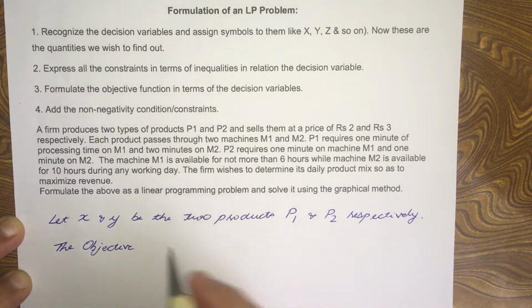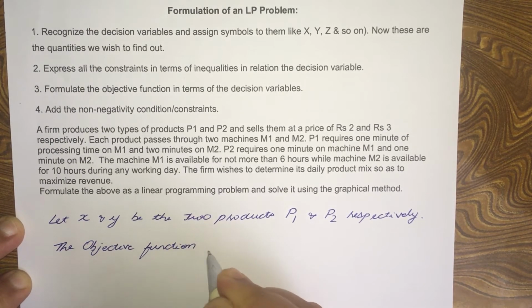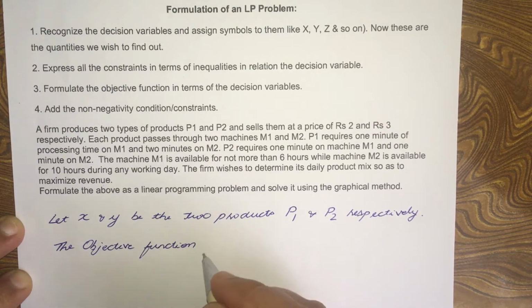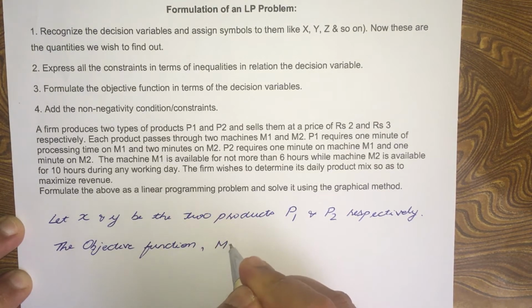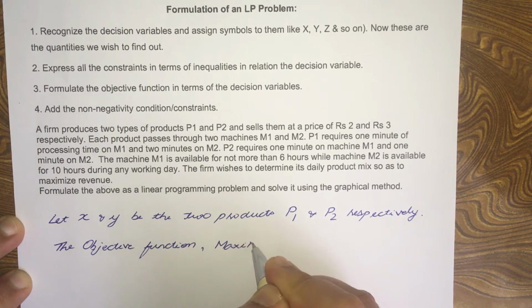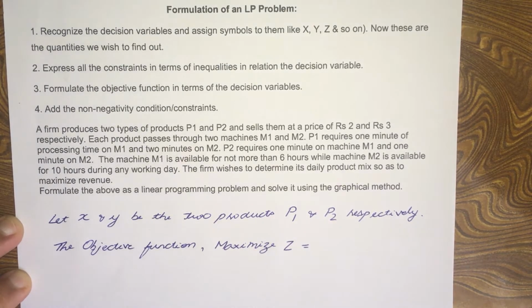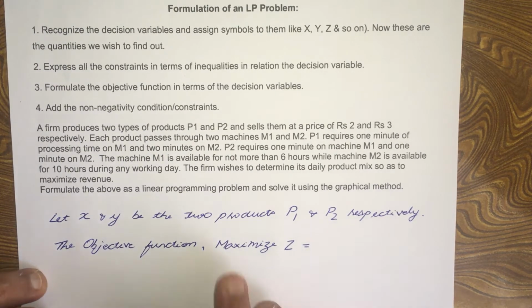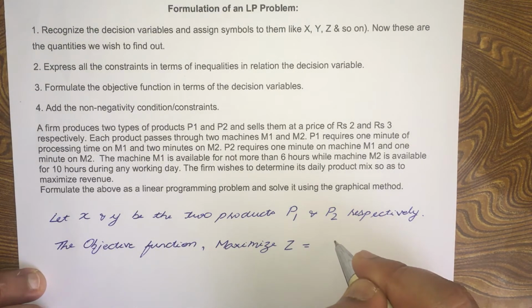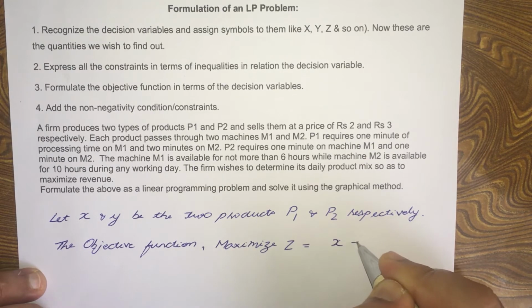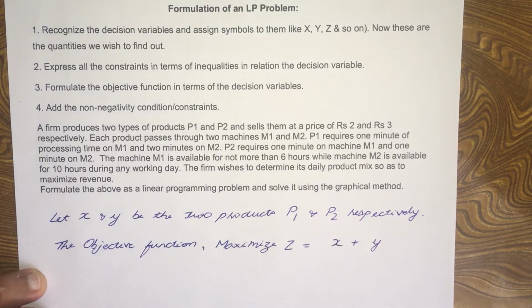So there are two decision variables, and there has to be an objective function. And what is the objective function here? To maximize revenue, right? Say maximize Z. Okay, how will you maximize revenue? By producing X and Y, right? You produce X and Y and sell them, right?